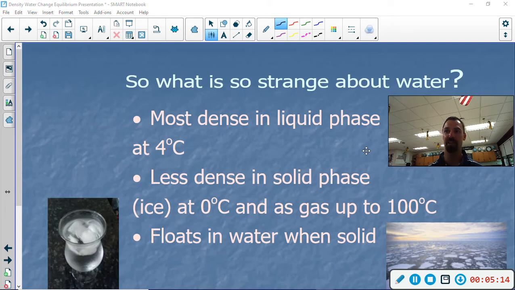All right, you can check that out next time when you get those. It's less dense in the solid phase at 0 degrees Celsius and as a gas at 100 degrees Celsius. So that's not usual. Most things in their solid phase are going to be more dense. Gas will still be less dense. All right, so its density graph also looks slightly different, and we'll be exploring that in other worksheets. It also floats in water when it is a solid, and again, that's what makes it very unusual.